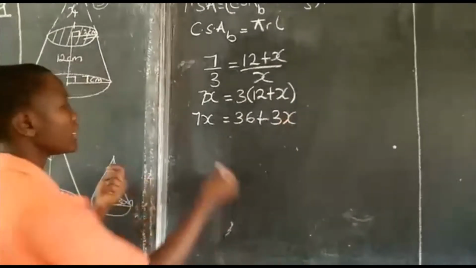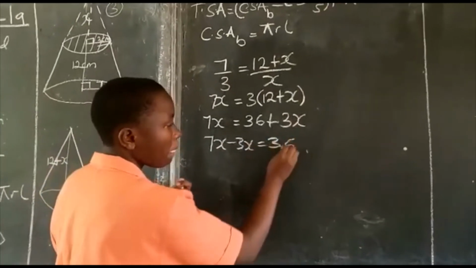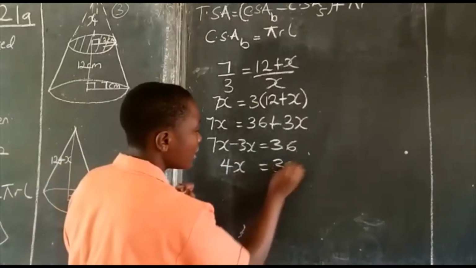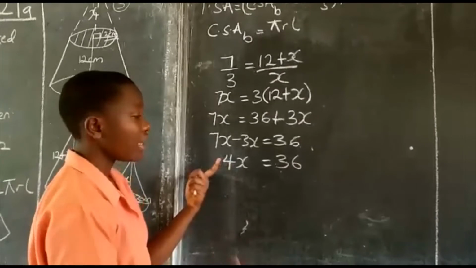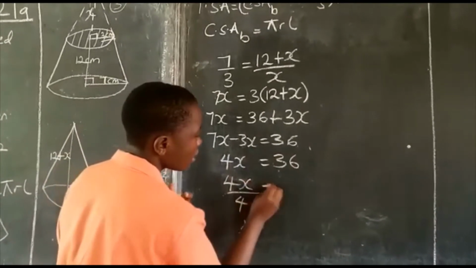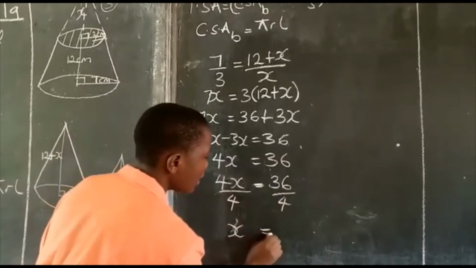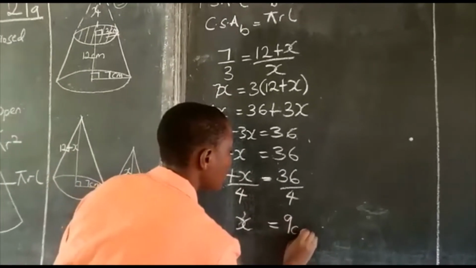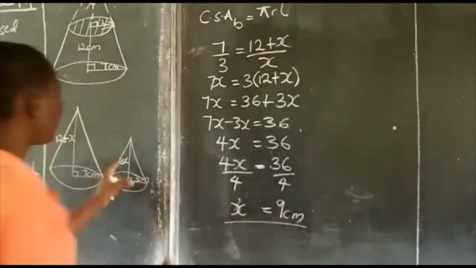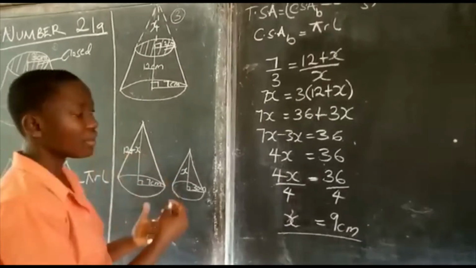Then we shall collect like terms. 7x minus 3x is equal to 36. And our difference here is 4x is equal to 36. To find the value of x, we are going to divide through by 4. So it will be 4x out of 4 is equal to 36 out of 4. And our value of x is 9 centimeters. So we have the height for our small cone, which is 9, and the longer one is 12 plus x, which will be 12 plus 9 to give us 21.